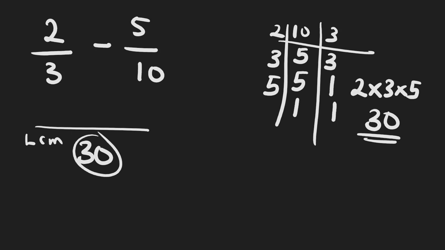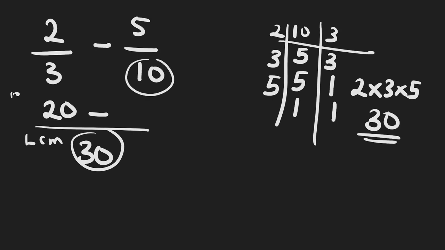So 30 divided by 3 is what? It is actually 10. And 10 times 2. Remember, don't say 30 divided by 3 is 10 and write 10 here. No, you have to multiply it by the numerator. So 30 divided by 3 is 10, and 10 times 2 is now 20, minus 30 divided by 10 is 3, right? It's going to be 3.